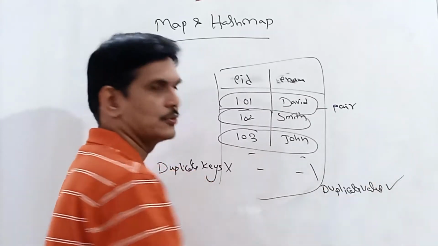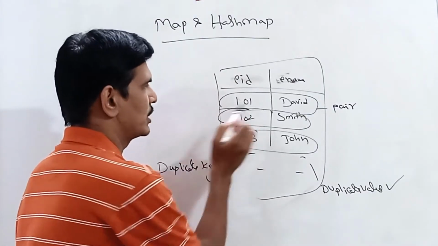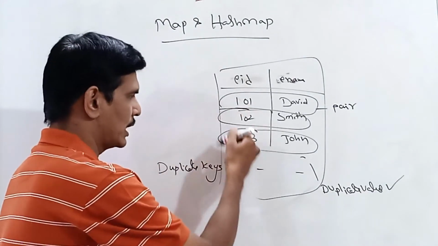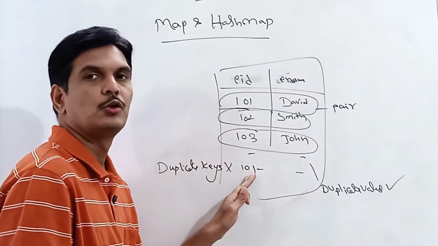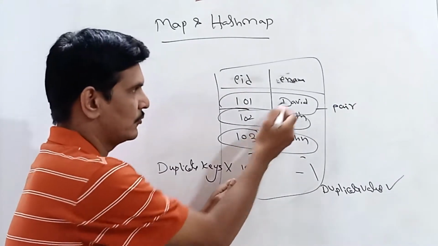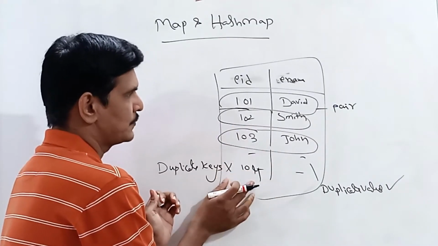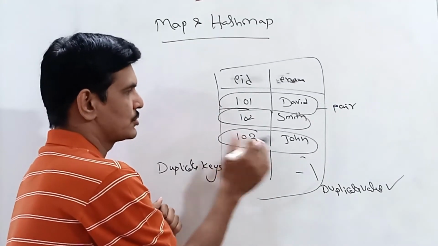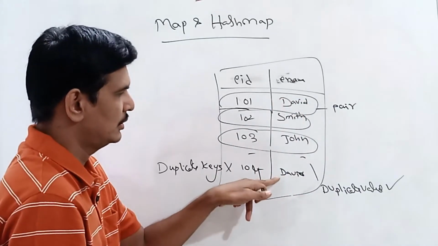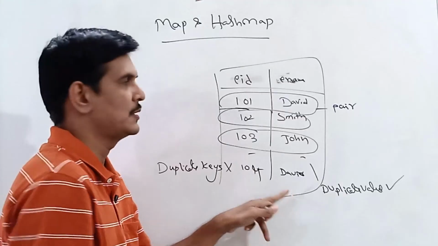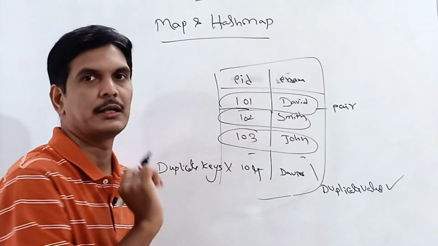Okay, duplicate values are allowed, but duplicate keys are not allowed. For example, when I say 101 is a key, and if you want to add one more key like 101 like this, it will not allow the duplicate keys, but a value can be duplicated. Let's say I'll say 104 is a new key which is not available in my map, so I can add the same value here. I'll say David. So here the value is repeated. That means values can be duplicated, but keys cannot be duplicated.